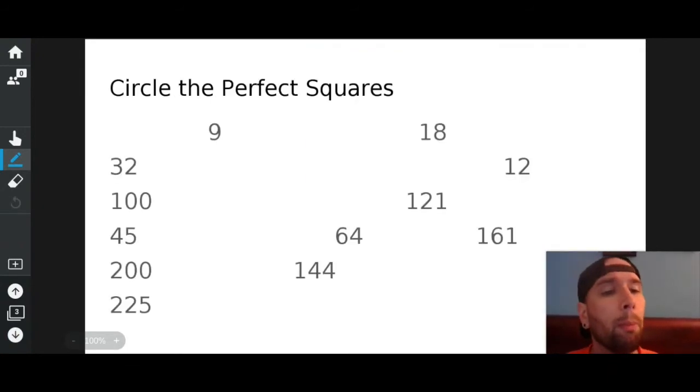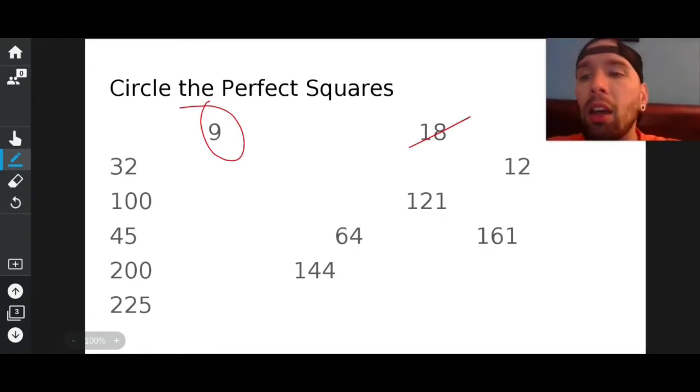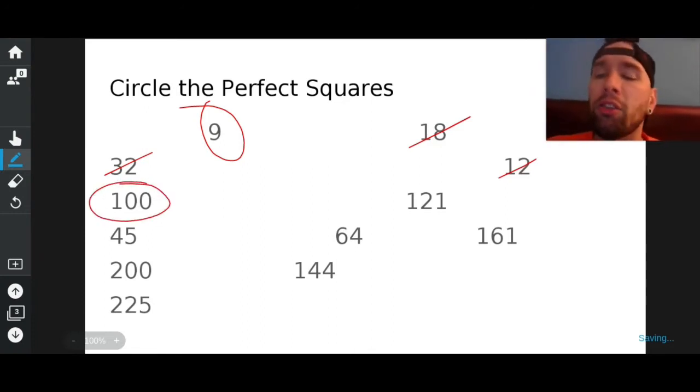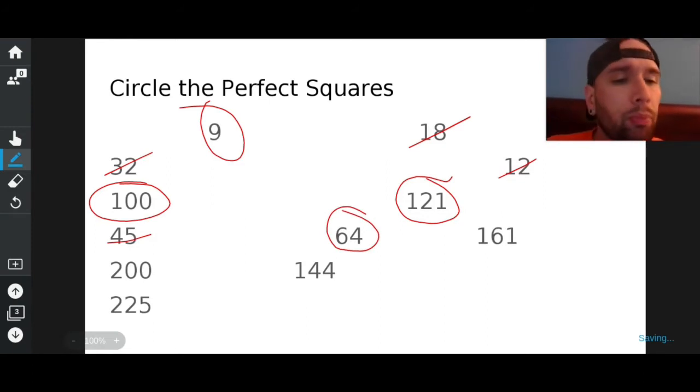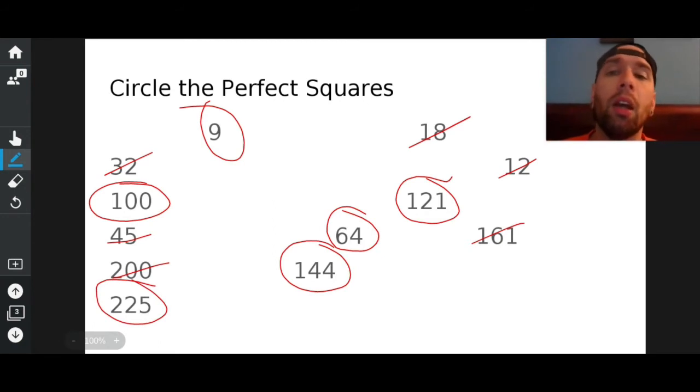So let's see if we remember the perfect squares that I just said. 9 was one, 18 was not, 32 was not, 12 was not, 100 was one. 9 is 3 times 3, 100 is 10 times 10, 121 is 11 times 11, 45 is not a number times itself, 64 is 8 times 8, 161 was not one of them, 200 was not one of them, 144 was 12 times 12, and 225 was 15 times 15. Perfect squares are two integers multiplied together to get you that number.